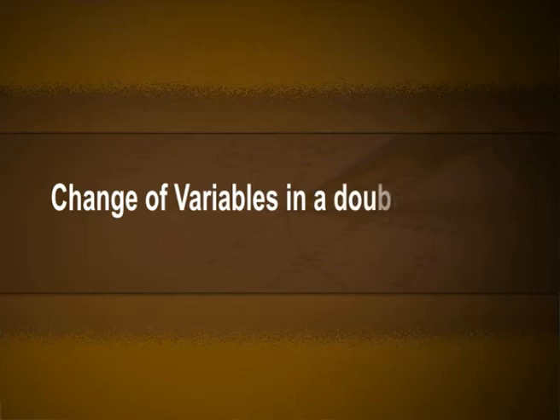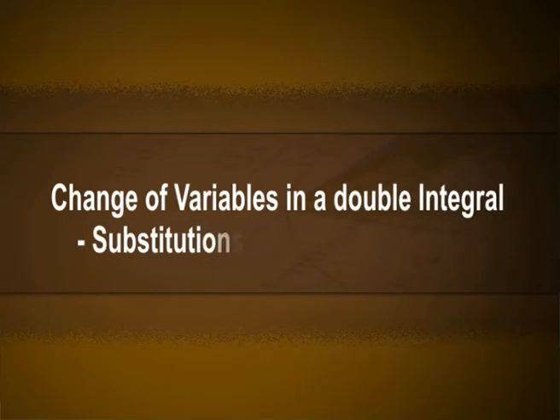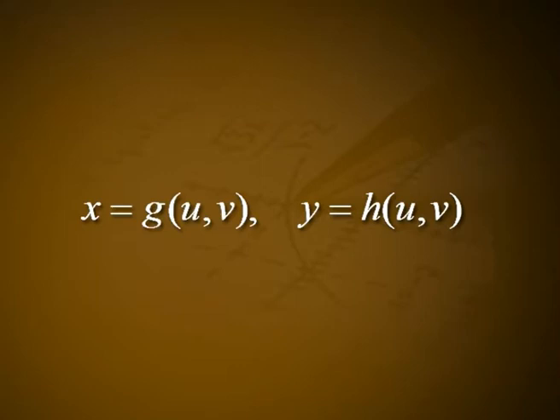Change of variables in a double integral, substitution in double integrals. Suppose that a region G in the uv plane is transformed 1:1 into the region R in the xy plane by equations of the form x is equal to g of uv, y is equal to h of uv. We call R the image of G under the transformation and G the pre-image of R. Any function f of xy defined on R can be thought of as a function f of g of uv, h of uv defined on G.